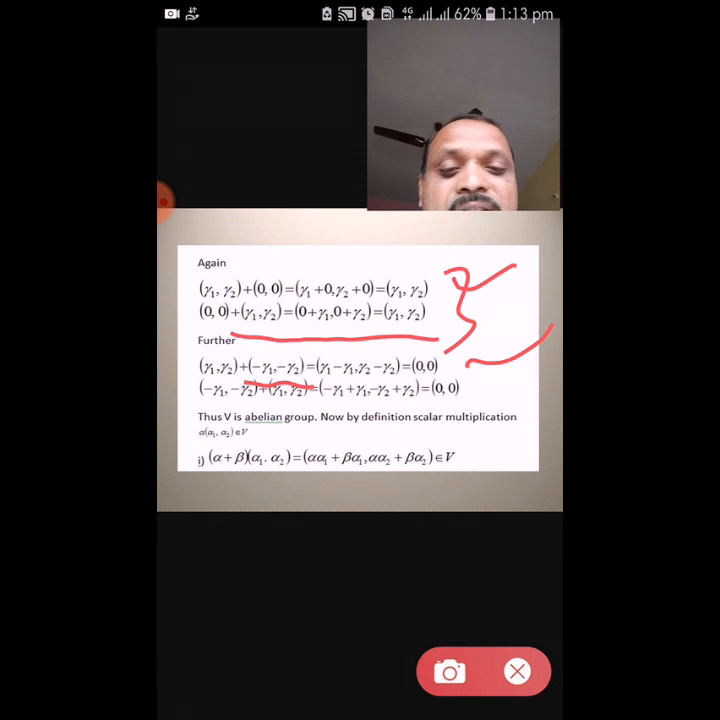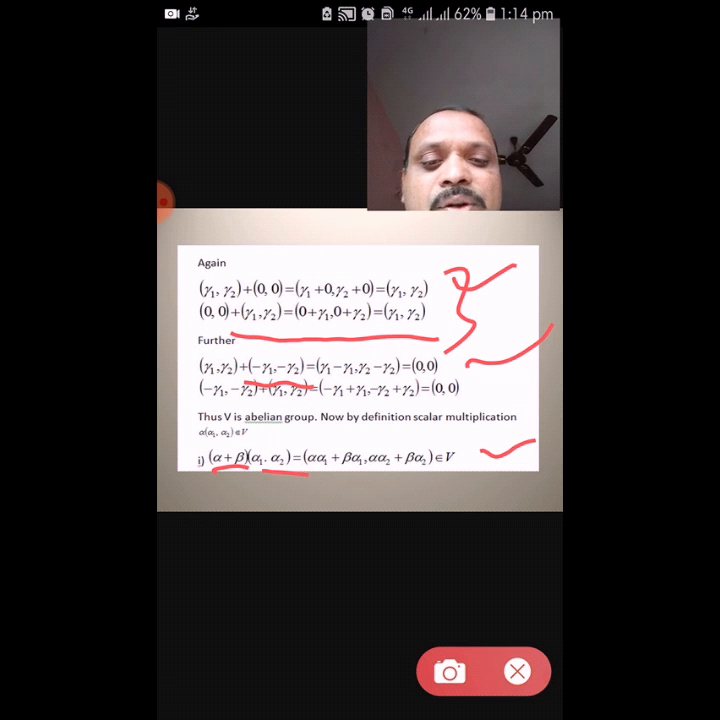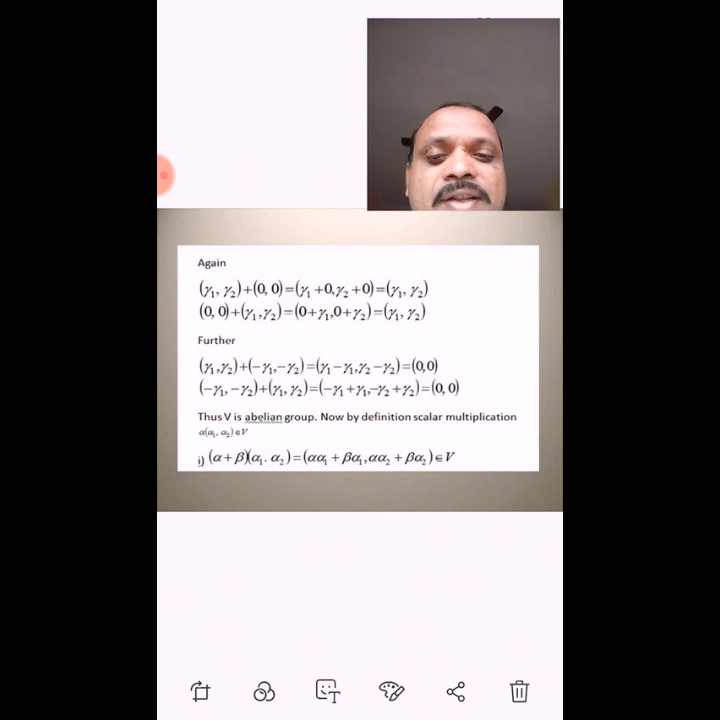So all the properties, that is closure, associative, existence of identity, existence of inverse, are satisfied. Therefore V is an abelian group. Now let us see the properties of the vector spaces. See these conditions. First, if we take alpha and an element of V, elements of V denoted by alpha 1 comma alpha 2, then we can see that it is again an ordered pair and a member of V. So the first property of vector space is satisfied.